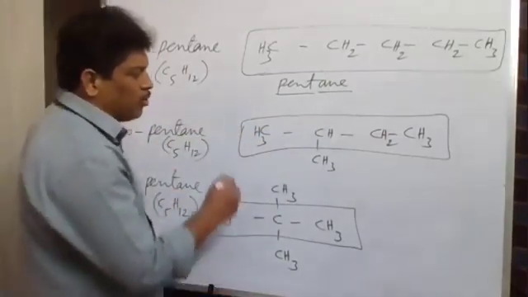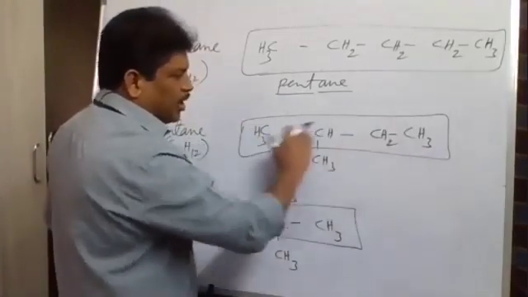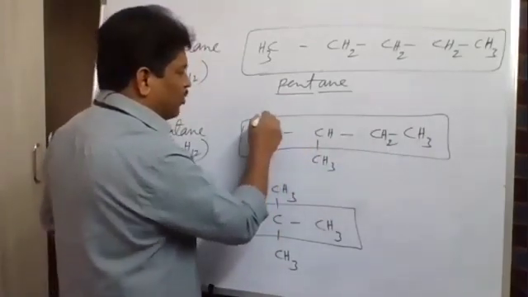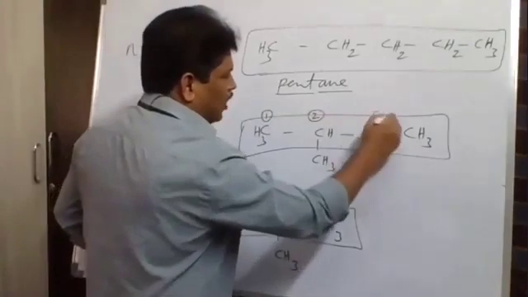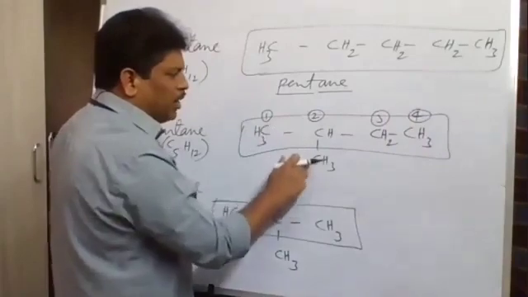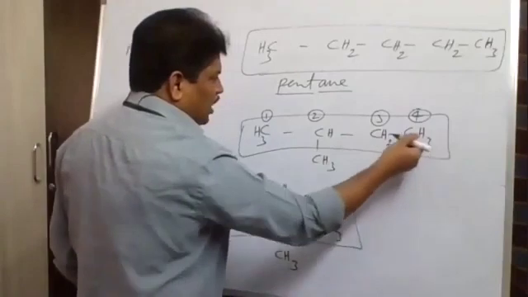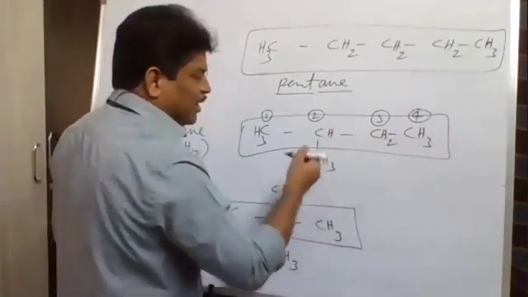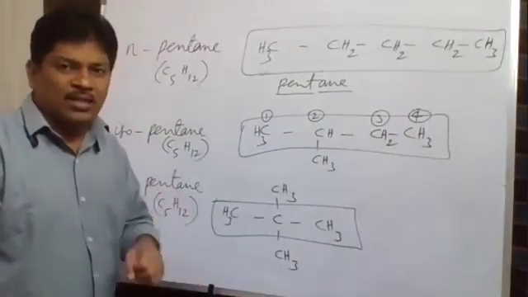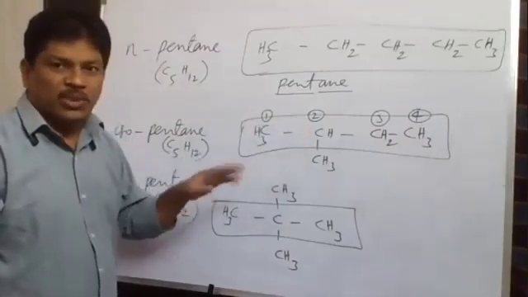But when you come to the IUPAC name, we have to give numbering to the carbon atoms in the parent chain. The main chain has 4 carbon atoms, so we have to give 4 numbers: 1, 2, 3, 4. If you give numbering from left to right, the second carbon bears the CH3 branch. If you give numbering from the right side, the third carbon gets the CH3 branch. So left to right numbering gives the lowest locant for the methyl branch.